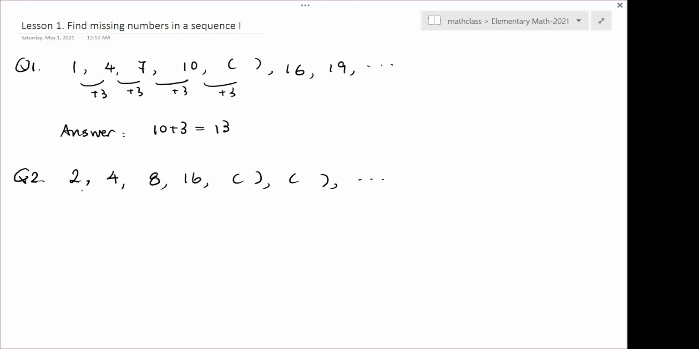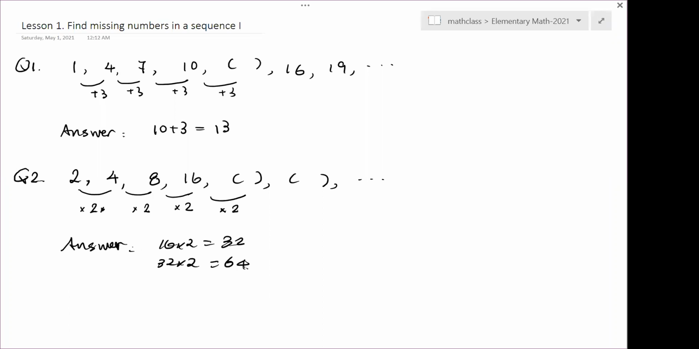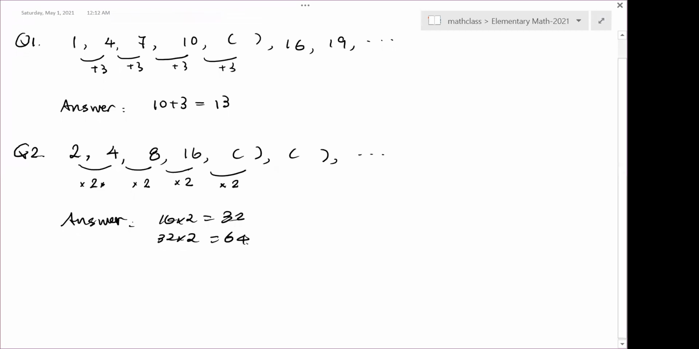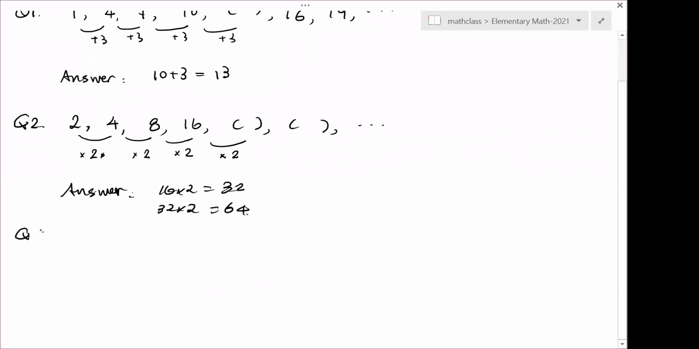Actually, we get 4 because we multiply by 2. Then 4 multiplied by 2 gives 8, and 8 multiplied by 2 gives 16. So the answer is 16 times 2, that is 32, and the other is 32 times 2, which is 64. So it's not always adding a number to the previous one. It's possible that you multiply the previous number to get the next one.